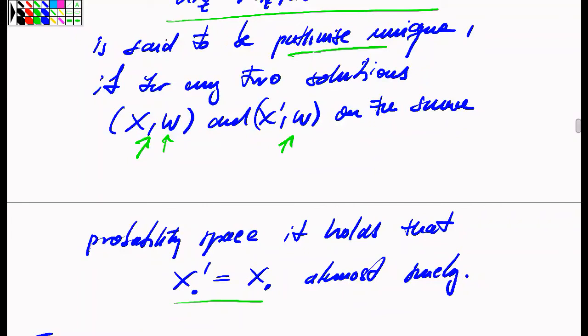So once more, we say the SDE is pathwise unique if whenever we have two weak solutions which happen to be defined on the same probability space with the same driving signal process omega, then it must be that the two solution processes are really the same, in the sense that the trajectories coincide almost surely.